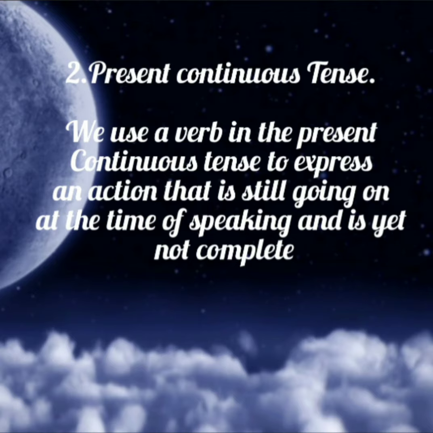The next category is present continuous tense. We use a verb in present continuous tense to express an action that is still going on at the time of speaking and is not yet complete. It also shows a continuing action at present.